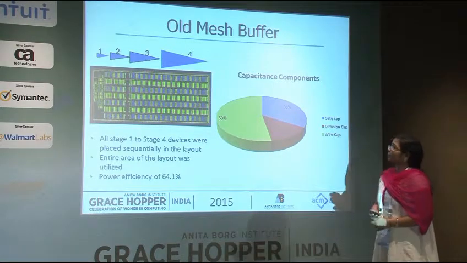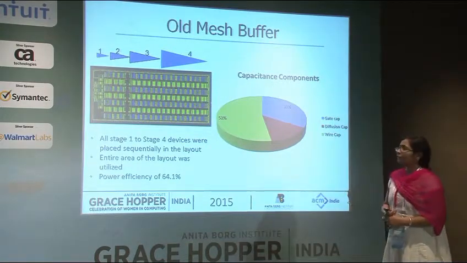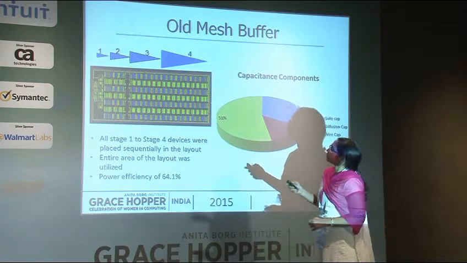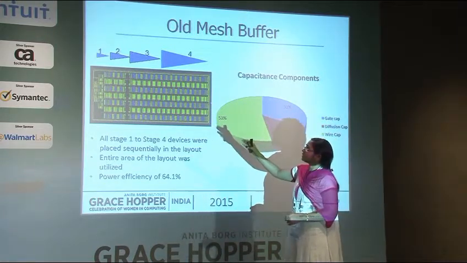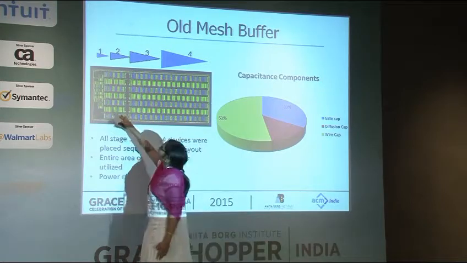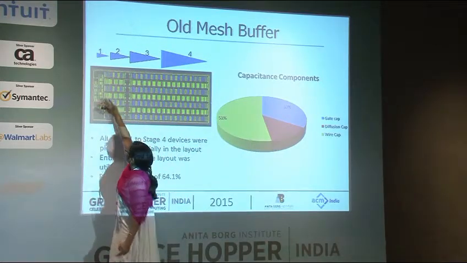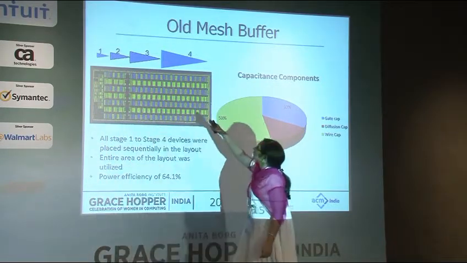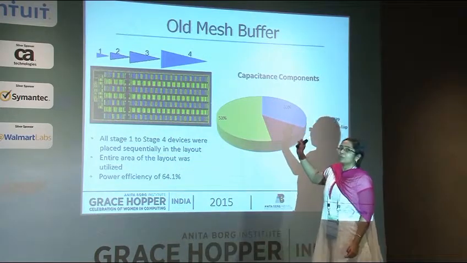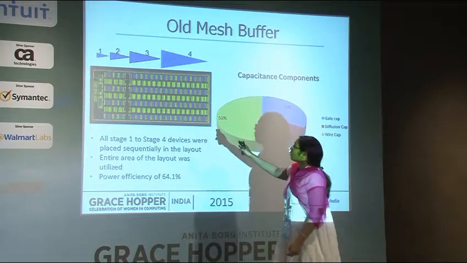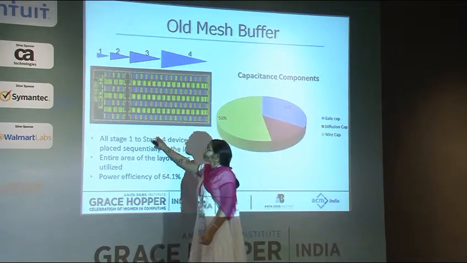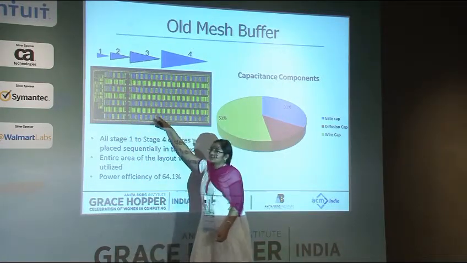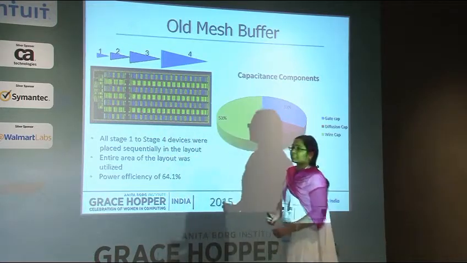This is one of the general mesh buffers which are designed. It has 4 stages, 1, 2, 3 and 4, arranged sequentially. In the layout, in the hardware, stage 1 is here, 2 is sitting beside it, then 3, 4. The whole cell area is occupied, and the routing length is more in this case. The fourth stage has to travel, so the metal usage will be more.